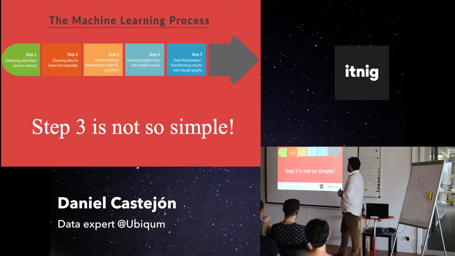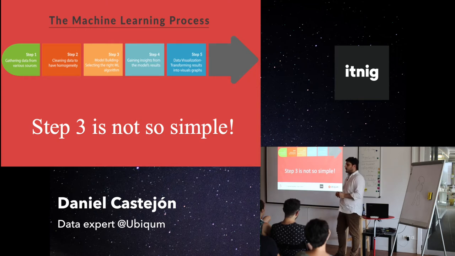And the fifth point, well, you could or not agree with this point. It's not necessary for the machine learning process, but hey, what is something if it doesn't provide value? So let's extract some value from it. And as I said here, step three is not so simple. So I want to stop a tiny bit on this step.